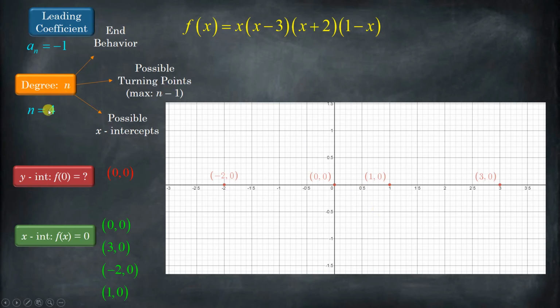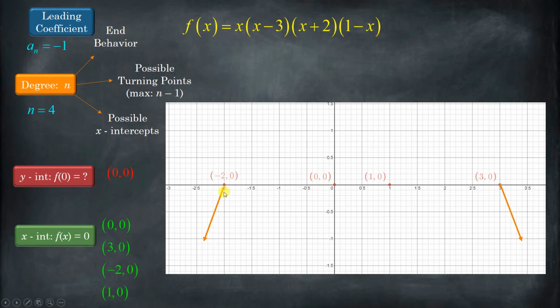We know because the degree is even and the leading coefficient's negative that it's going to be going down both ways. Now in reality it's curved, but I just wanted to show you that it's going down both ways. What we don't know is what happens between the x-intercepts. We know that we have 1, 2, 3, 4 x-intercepts.